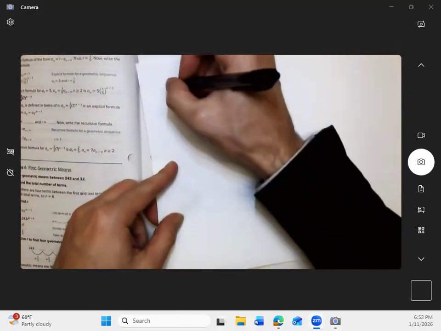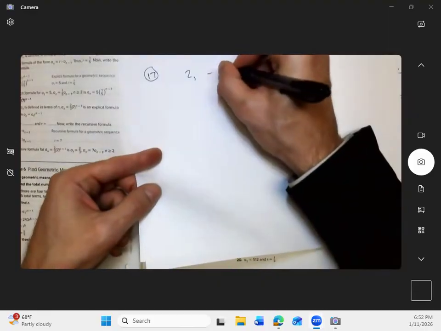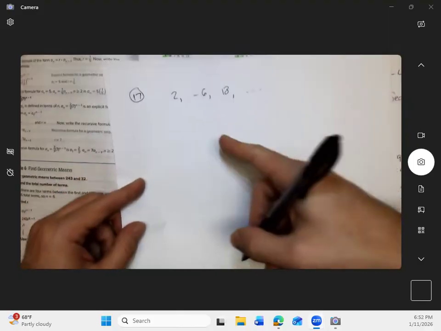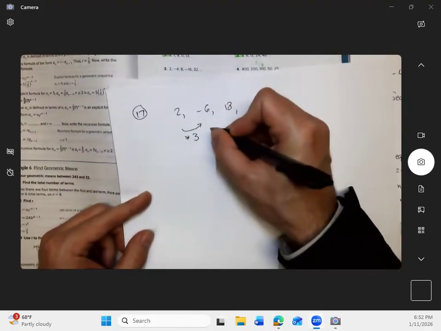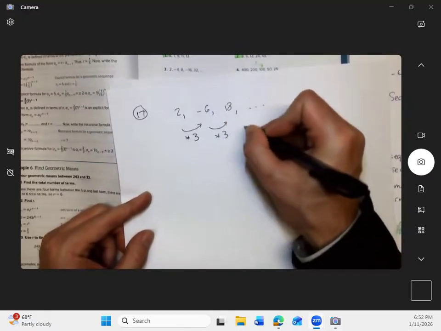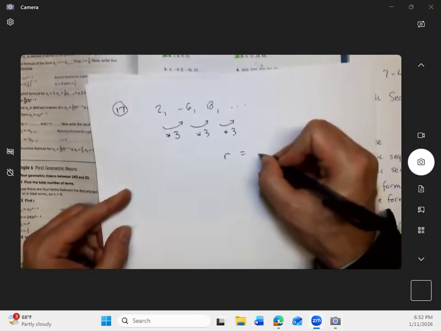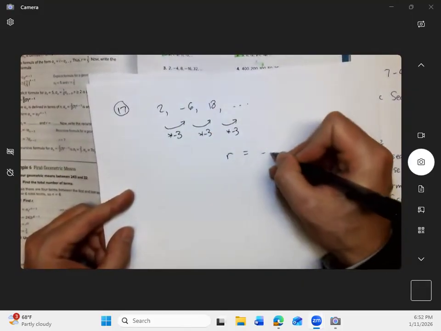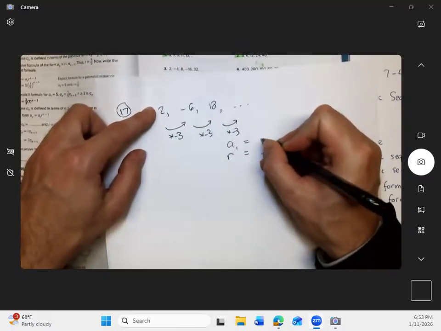Write an equation for the nth term of each geometric sequence. It gives a sequence 2, -6, 18, and so on. It's a geometric sequence. From term to term, multiply by -3, multiply by -3 again. So I can say R, the common ratio, is -3. Looks like the first term is 2.